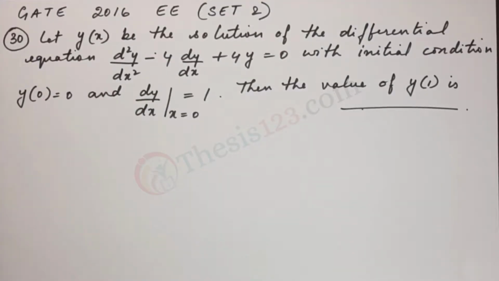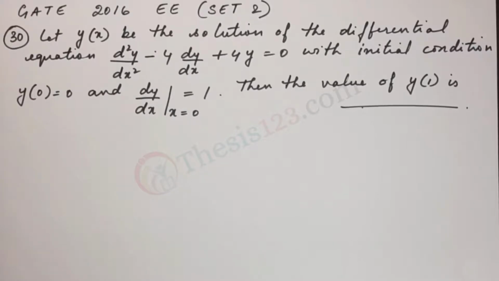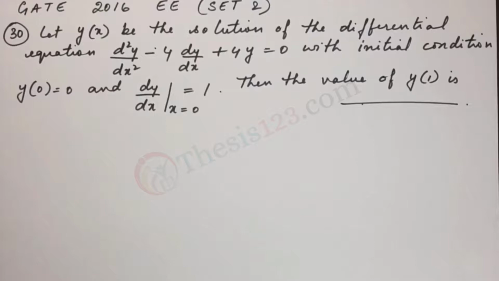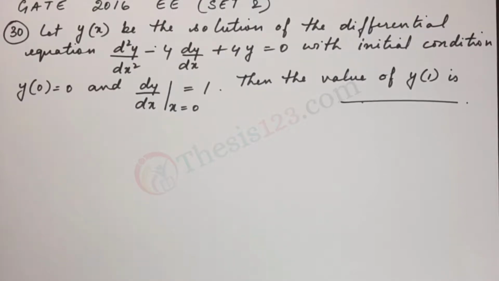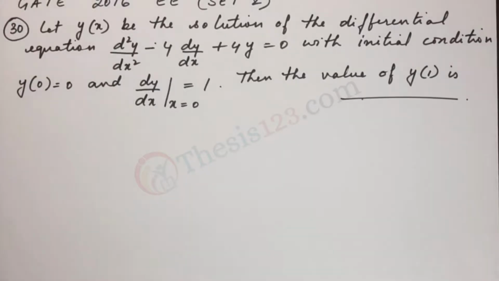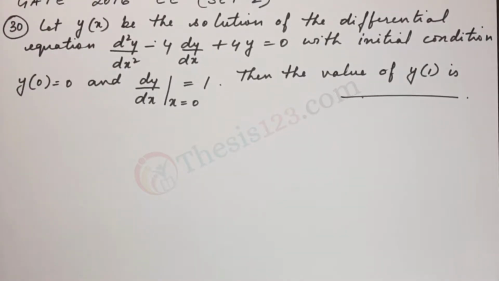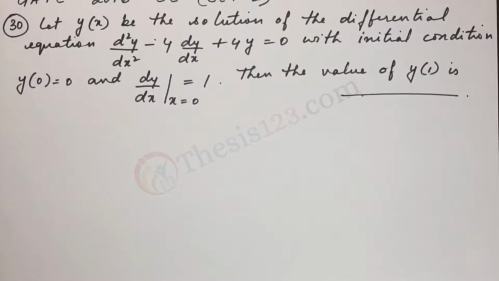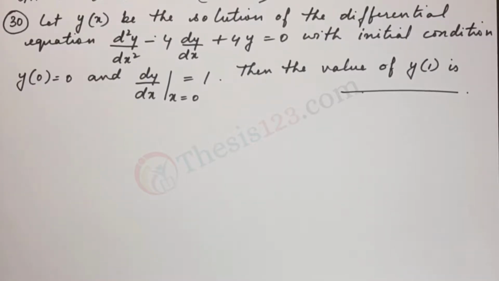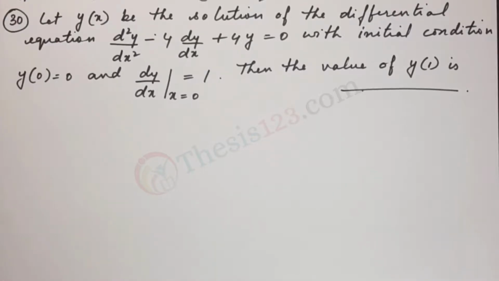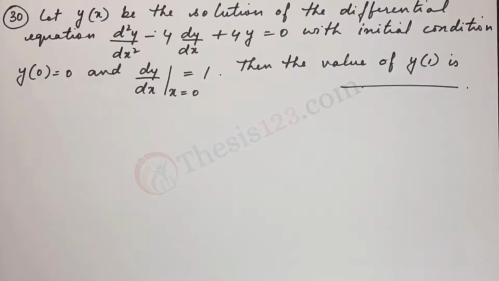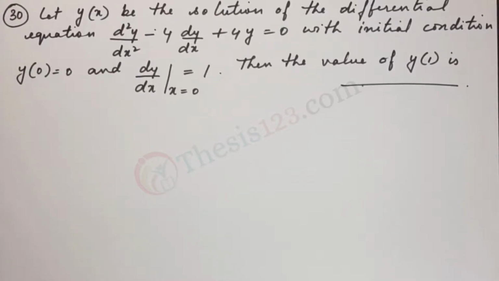Next question, number 30. Let y of x be the solution of the differential equation d square y by dx square minus 4 dy by dx plus 4y is equal to 0, with initial condition y of 0 is equal to 0 and dy by dx at x is equal to 0 is equal to 1. Then the value of y of 1 is dash. Okay, so this is not a multiple choice question, so we have to work it all out.